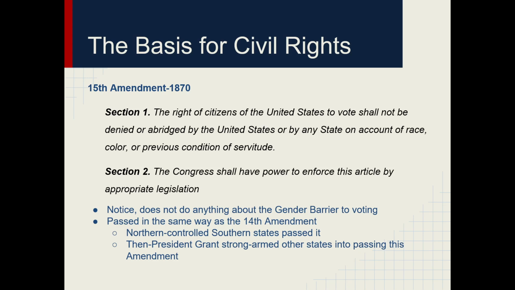The 15th Amendment. Let's read the text of this together. The rights of citizens of the United States to vote shall not be denied or abridged by the United States by any account of race, color, or previous condition of servitude. The Congress shall have the power to enforce this by appropriate legislation. Now, a few things here. On account of race, color, or previous condition of servitude. So, states after the Civil War could not bar people from voting if they were black.